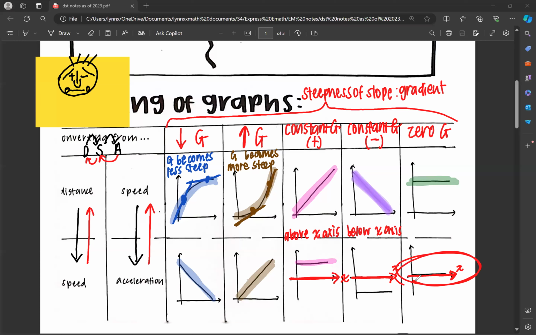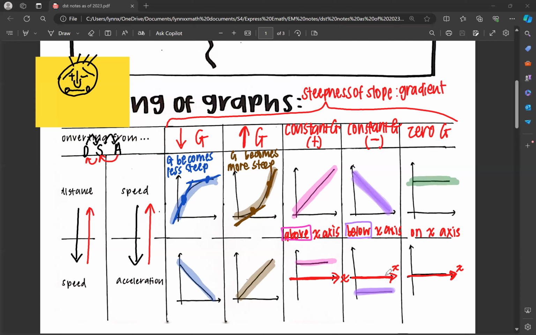Now the last one. Can you see this one, guys? Is it above? Is it below? It is one word only. It's on the x-axis. So this is above. The one in pink is above, so above means positive. The one in purple is below, so below means negative right here.